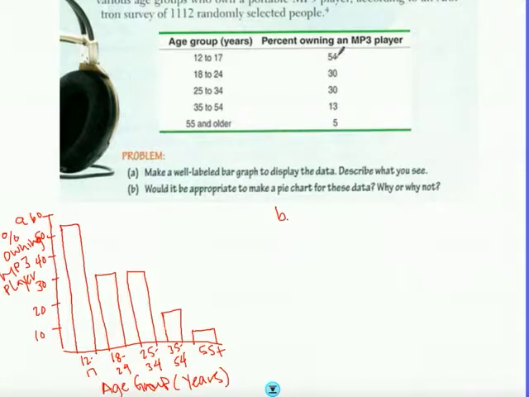Another way you could think about that is a whole should be 100%. But if I add up 54, 30, 30, 13, and 5, I'm going to be well over 100%. So this is not going to give us the entire piece of the information that we need, but each one of these categories represents 54% of the people that were 12 to 17 owned an iPod. 30% of the people that were surveyed that were 18 to 24 owned an iPod.